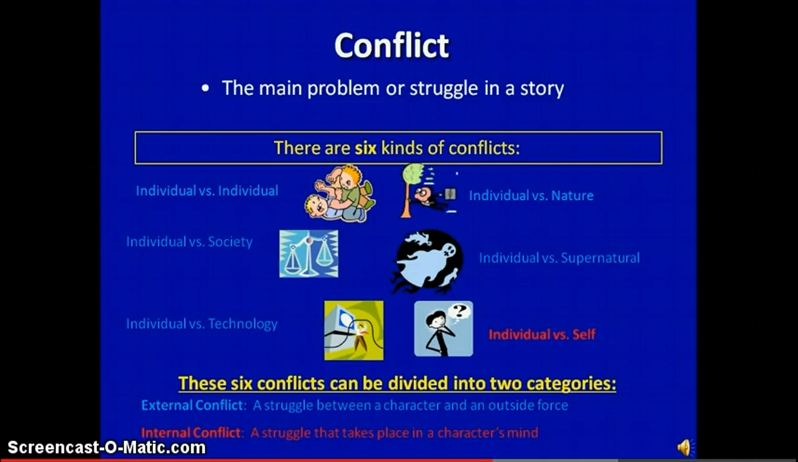Individual versus supernatural is next. This involves ghosts and ghouls, demons, goblins, creatures that are considered to be not part of our natural world. Next, individual versus technology. I bet some of your teachers demonstrate this for you very often. This is whenever you have a conflict that involves computers or phones, any type of technological device.